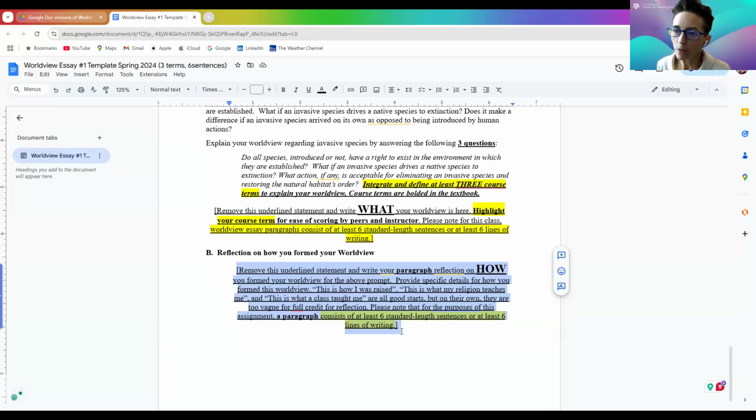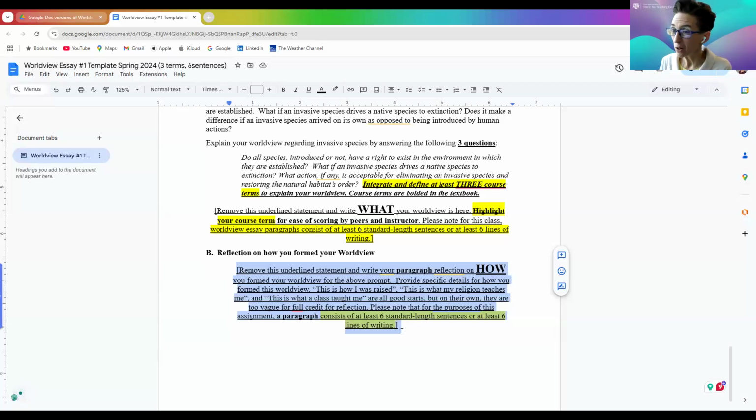Do not repeat your worldview. Do not start saying things like, I think, I believe, people should, we should. Those are all opinions. Be very careful when you read that reflection section after you've written it, and go back and look for, did I repeat my worldview? Did I just try to explain what I think instead of how I got there? Just be mindful of that, because that's a very common place that students falter.